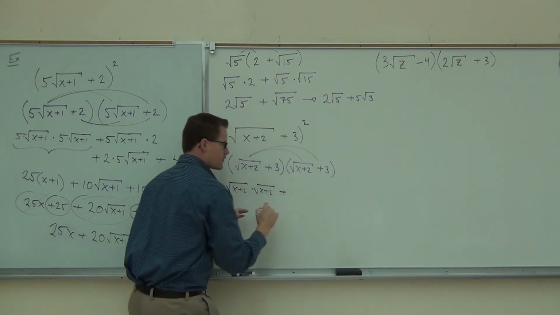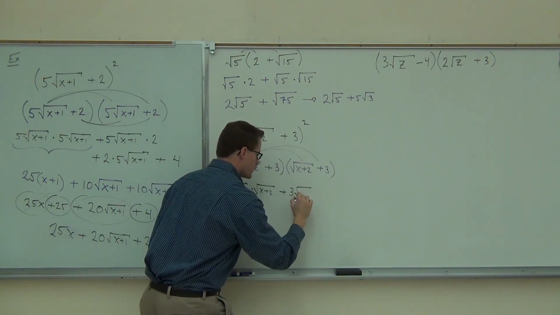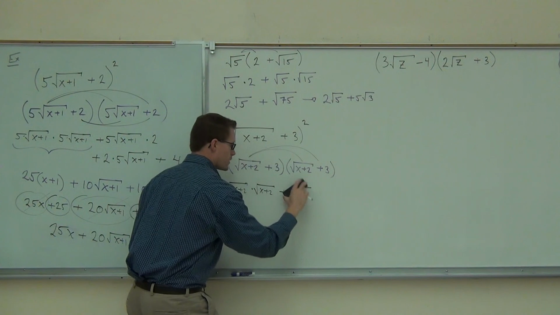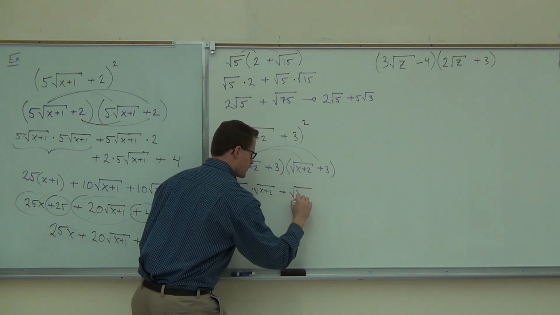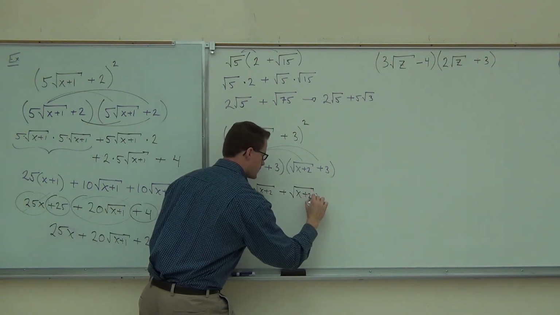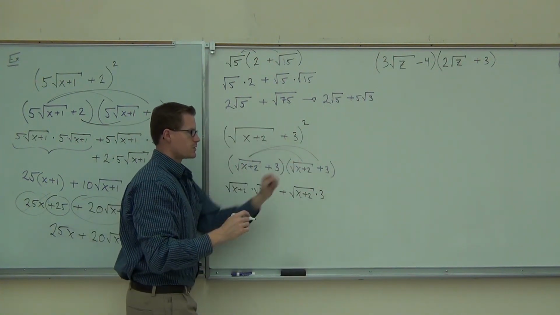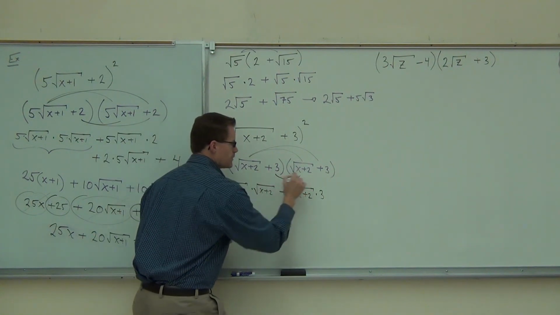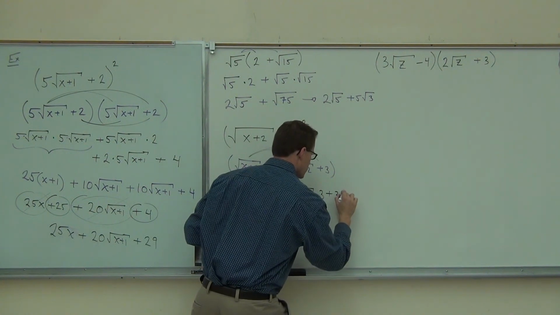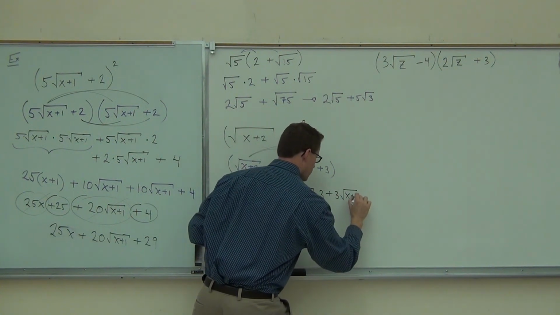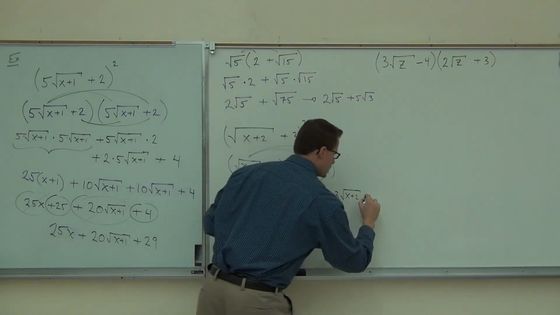Show me that. Of course, it's going to be a plus, positive times a positive. You don't want to write it the same way. There we go. That takes care of our first two multiplications. Then we have our 3 times our square root of x plus 2. And lastly, we're going to get how much? 9. We're going to plus 9.